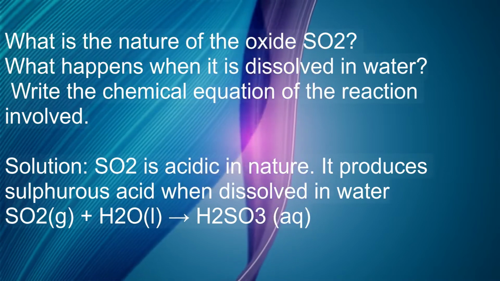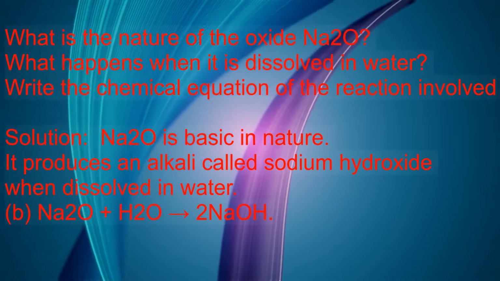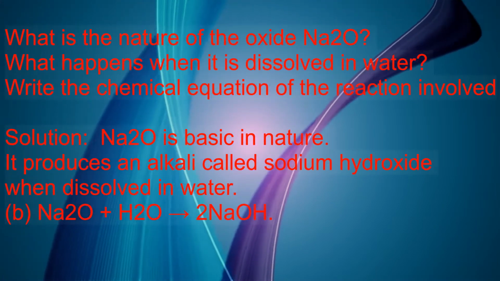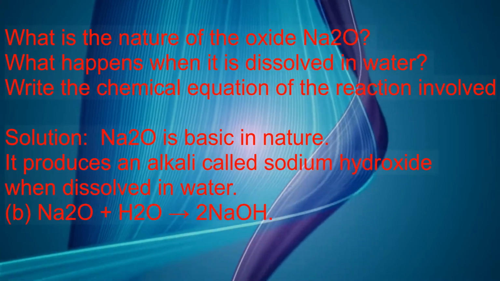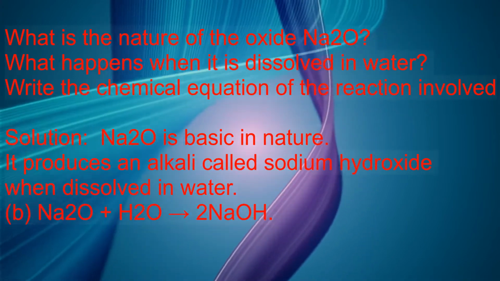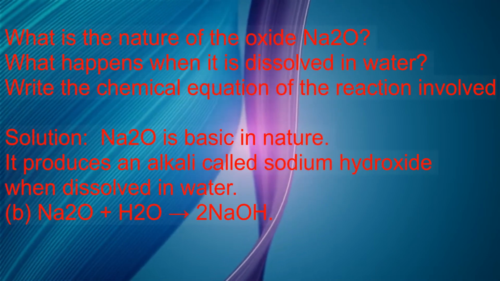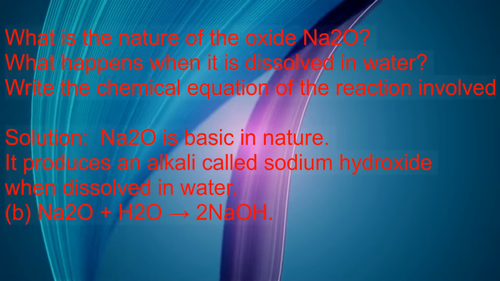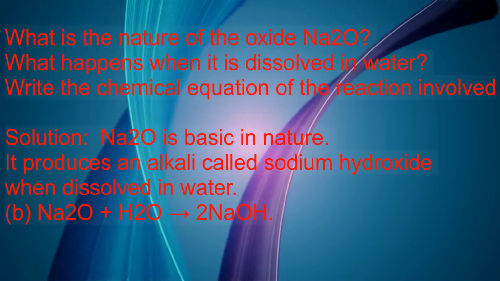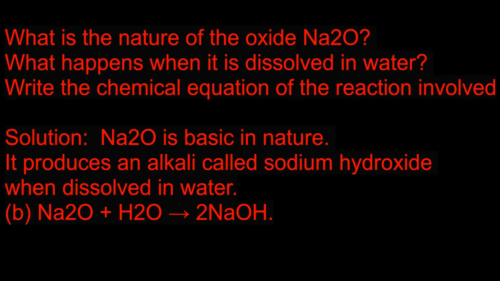B. What is the nature of the oxide Na2O sodium oxide? What happens when it is dissolved in water? Write the chemical equation of the reaction involved. Solution: Na2O sodium oxide is basic in nature. It produces an alkali called sodium hydroxide when dissolved in water. Equation: Na2O sodium oxide plus H2O water gives 2NaOH sodium hydroxide.